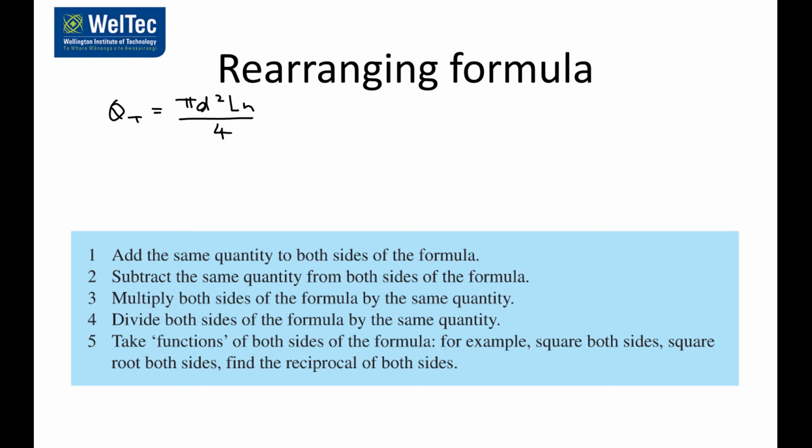So first up, we'd multiply both sides by 4. Now we divide both sides by everything except L. And then we have what we were looking for. So we've now released L. L is equal to 4qt over pi d squared n. Now L is the subject. Up here, qt is the subject.